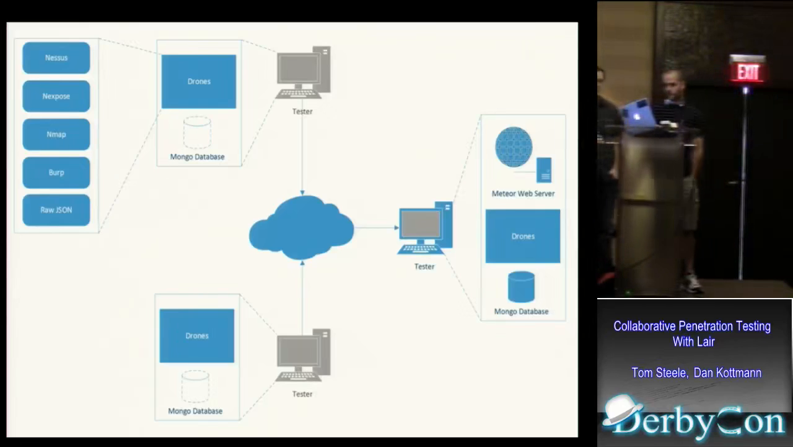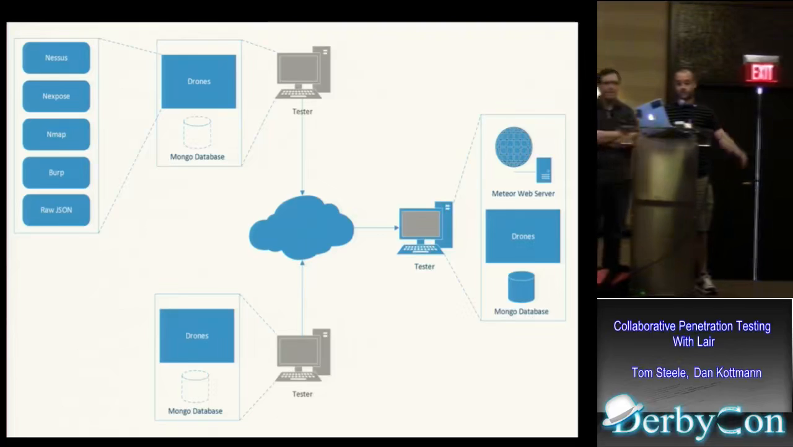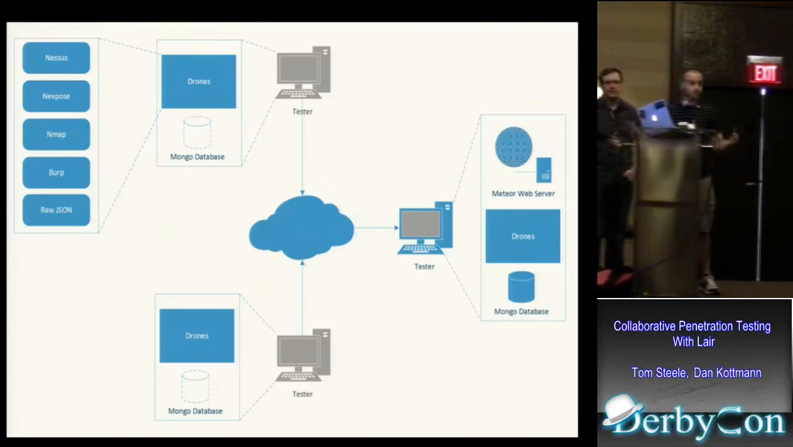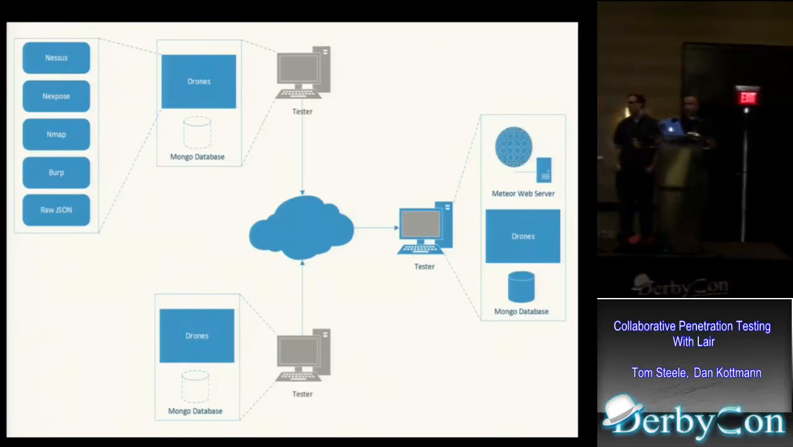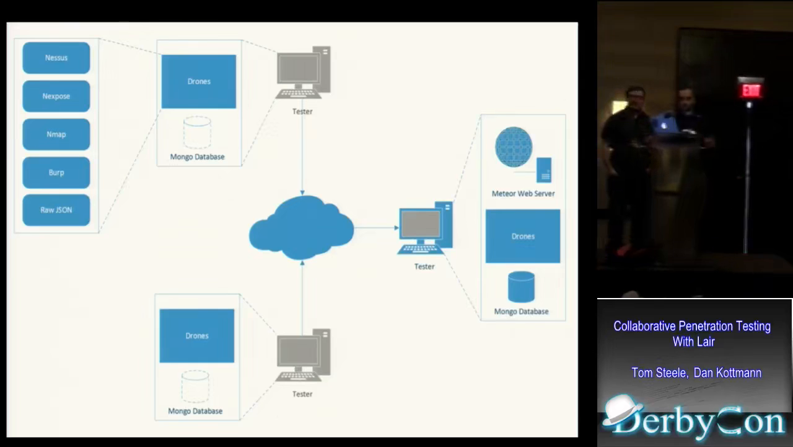You can see on the right-hand side is basically the high-level shot of exactly how it's deployed. So there's the Meteor web server. It runs with a Mongo database for all the data management. And then we've also come up with this concept which we've called drones, which are basically just data parsers from common tools, right? And these drones are kind of broken out on the left-hand side of this diagram here.